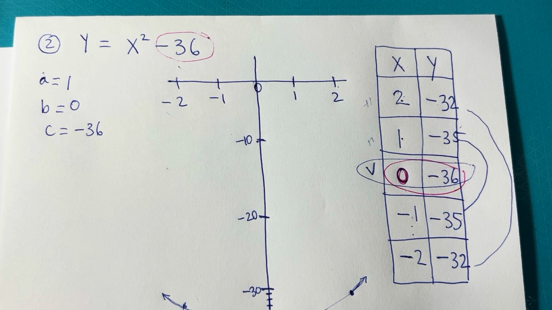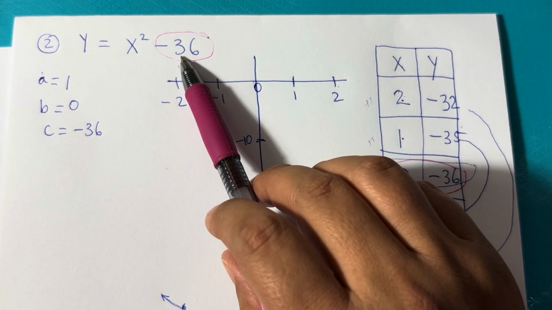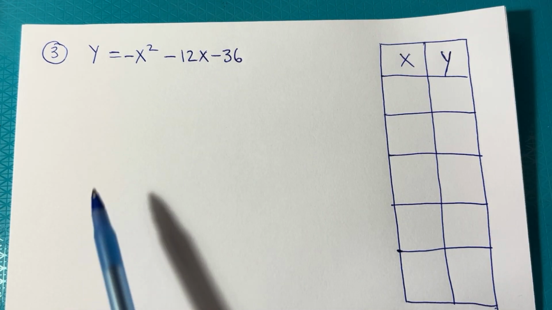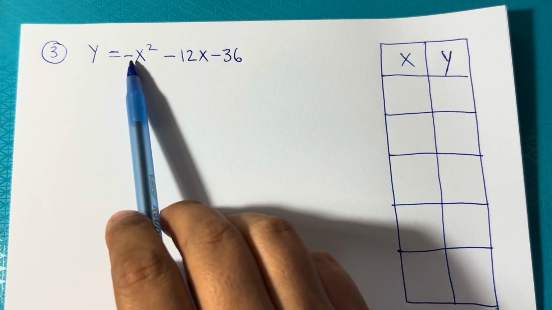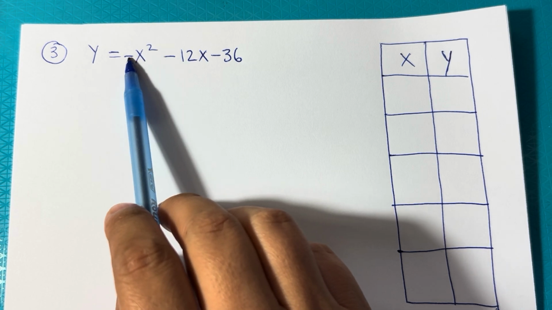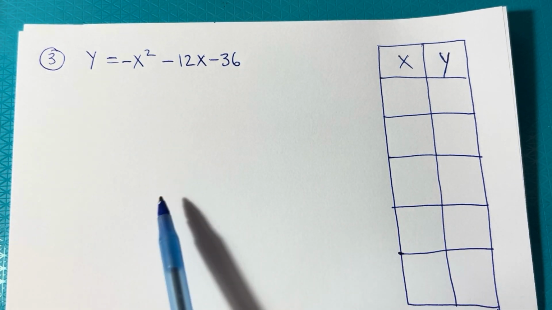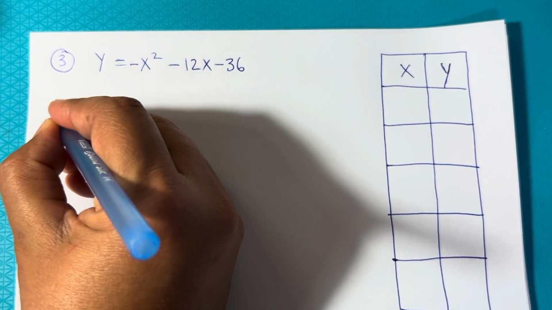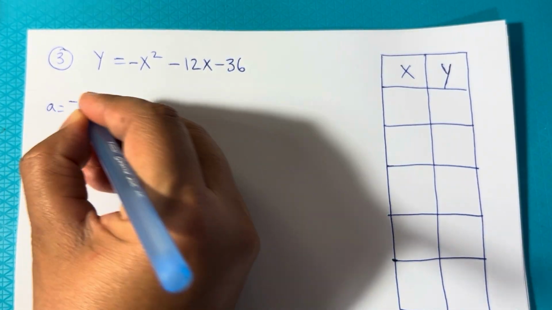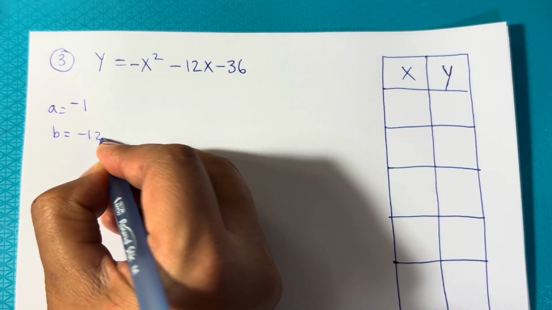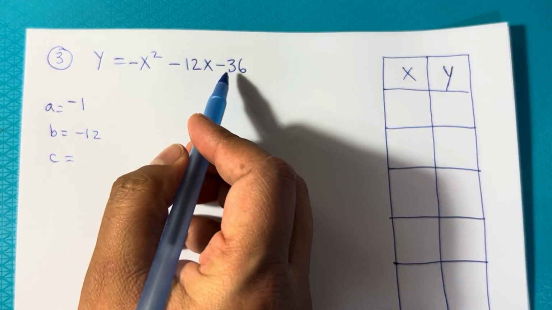You have graphs and tables and parabolas, and then you have to figure out which function goes with which table and which graph. For number 3, you can see that the coefficient of x squared is negative. That means that my parabola will open down. Okay, but let's check it out. So A is -1, B is -12, and C is -36.